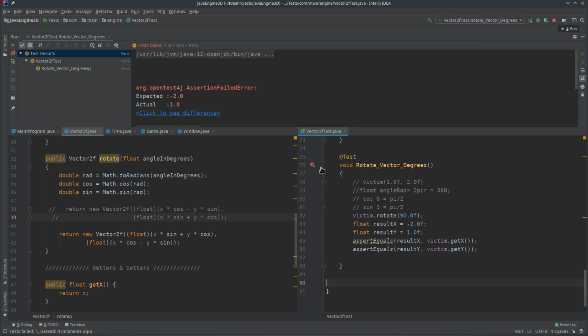Expected -2. Actual 1. So it doesn't matter which way up it goes. Really? I've got something wrong there. Never mind. So no, my instincts tell me the first one's correct. We'll see.